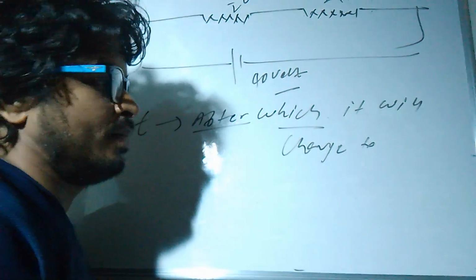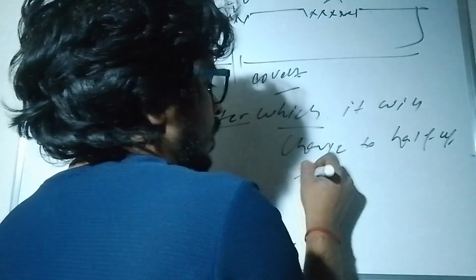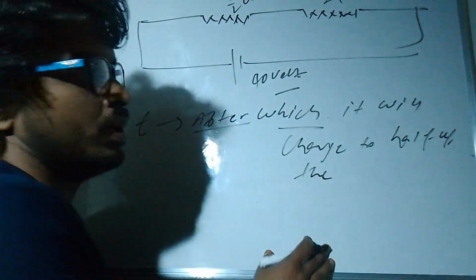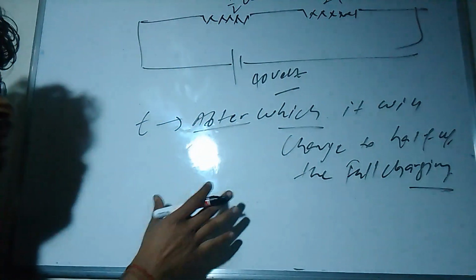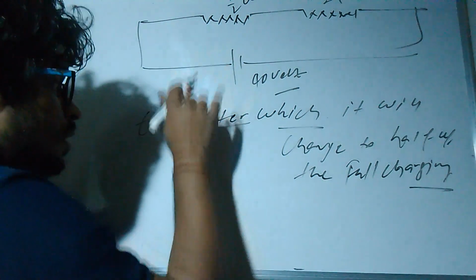to half of the maximum value, half of the full charging. The question is asking you the time after which half of the capacitor will be charged, simply. So you should know the relation, then only you can solve it.